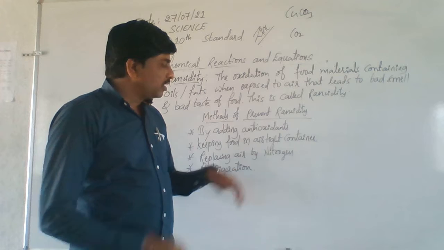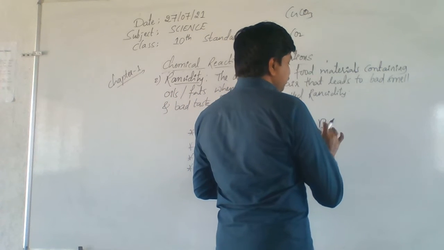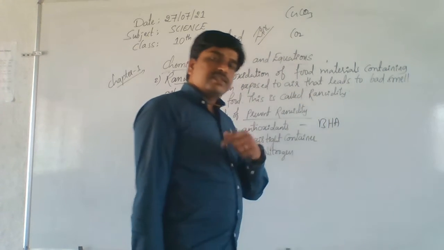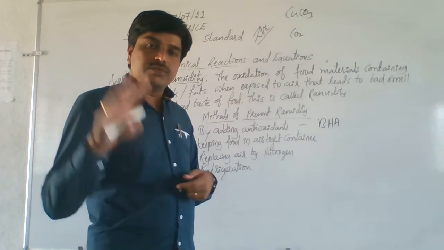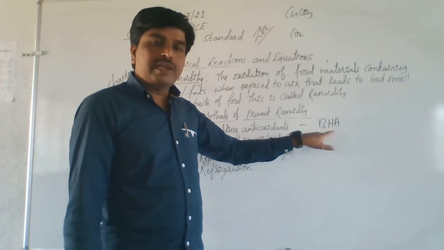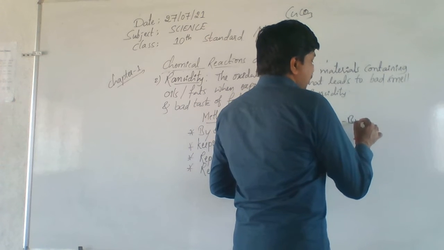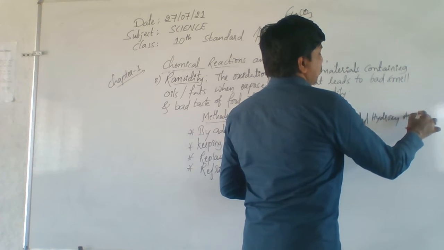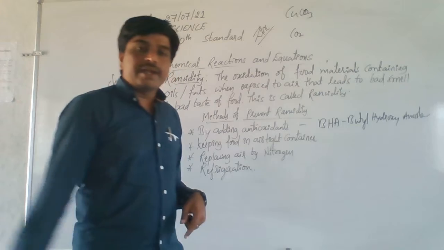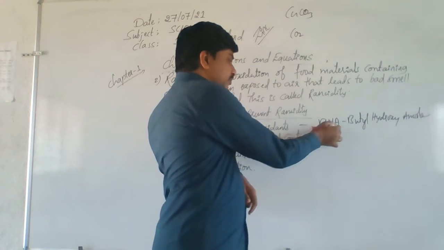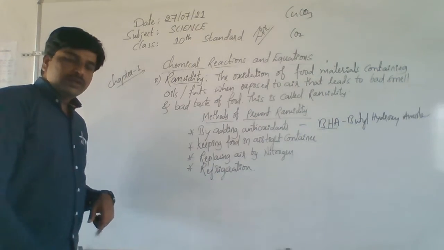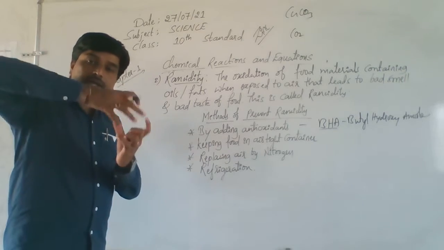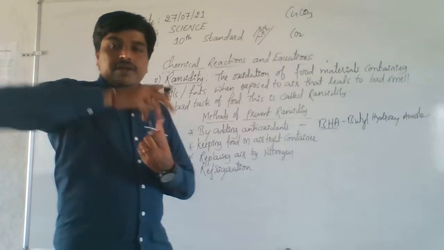I will give one example of an antioxidant commonly used in food materials. The antioxidant is BHA. BHA means butyl hydroxy anisole. This is a commonly used antioxidant in the preparation of food which contains oil and fats. The second one is keeping food in an airtight container.